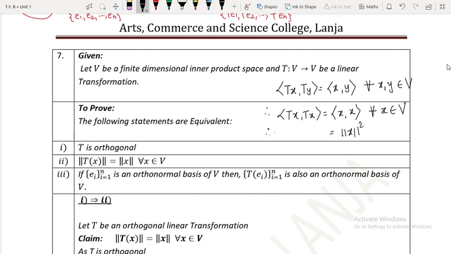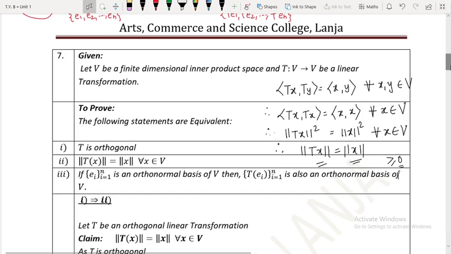Now the same result can be applied on the left hand side also, and we can say norm of Tx square is equal to norm of x square for all x belonging to V. Now simply take positive square roots, so therefore we can say norm of T of x is equal to norm of x. Now why can we take positive square roots? Because we already know that this norm is greater than or equal to 0. So no issues, and I think that is what we wanted to prove.